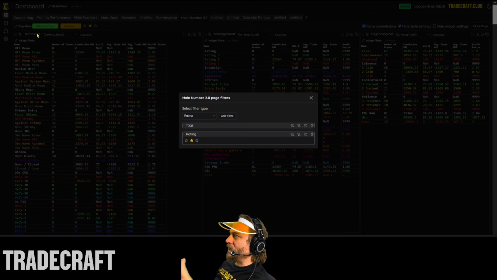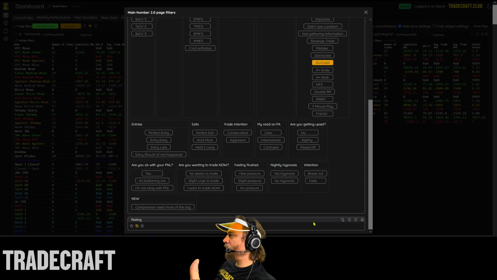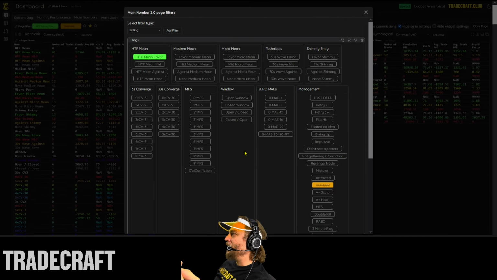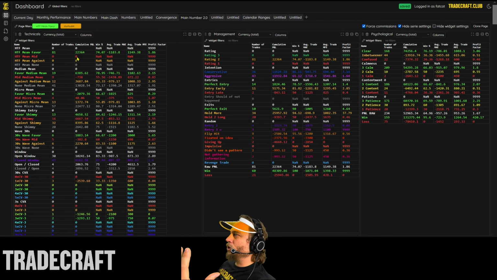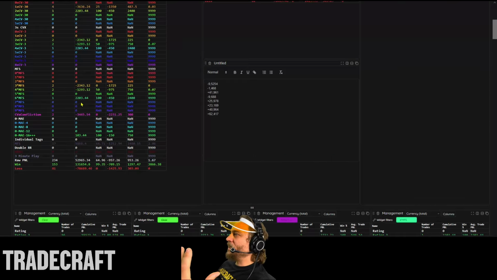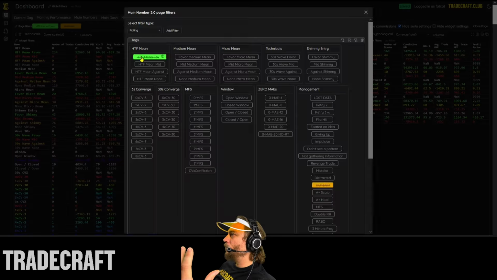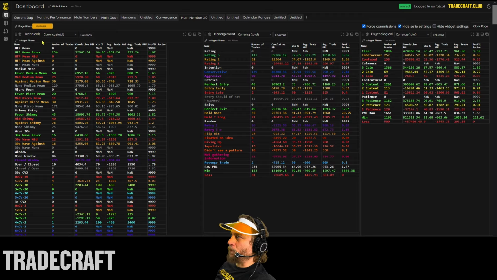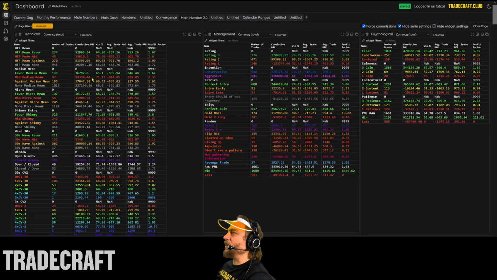So if we go to page filter, let's remove the rating system. And then what we can do is look at it. So let's actually compare it. So what I'll do, we'll take this off, right? So page filter will filter everything here. Widget filter will filter just this window.